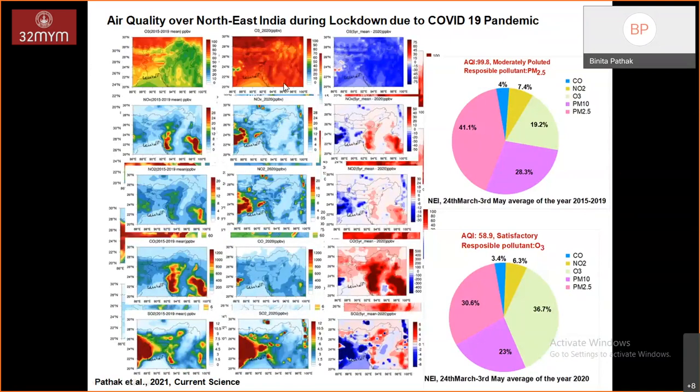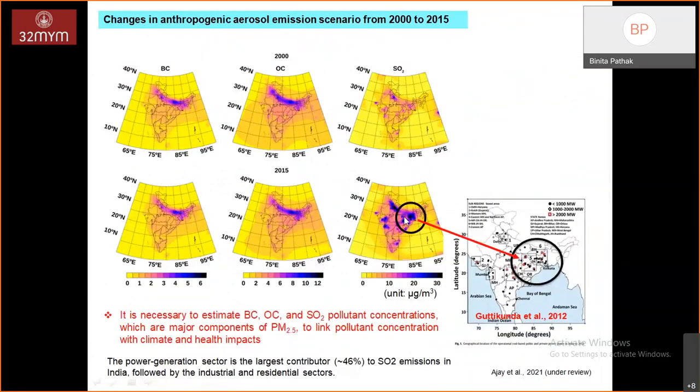But the ozone, because of its chemistry, always rises. During the lockdown period, we could see the moderately polluted level come down to the satisfactory level of air quality over the region. And these patches for sulfur dioxide are still present during the lockdown period. It is because of the presence of coal-based power plants in this region, which are contributing to the sulfur dioxide level.